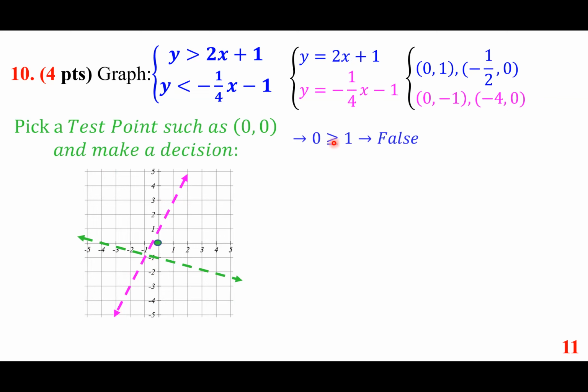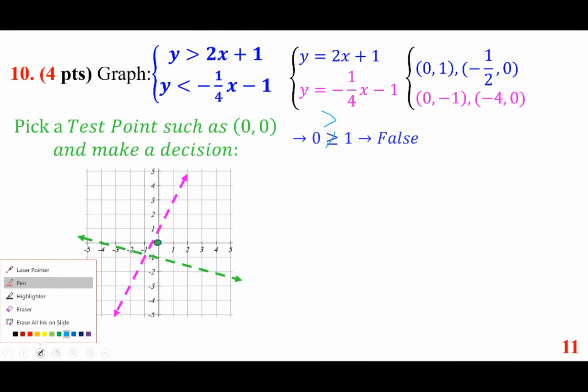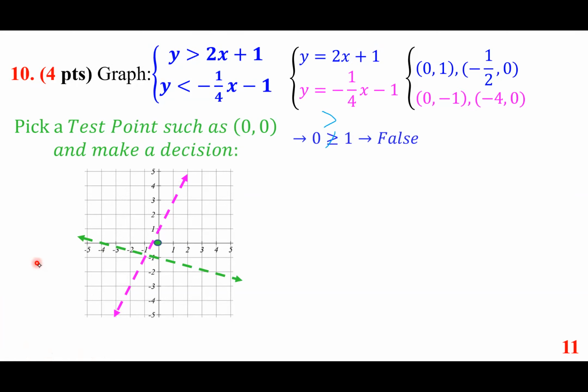So if you plug in 0, 0 into this one, that means 0 is larger than or equal to 0 plus 1. And that's actually just larger than. And that's a false statement. So that means if I were to come up with the answer, this can't be the answer. The opposite side will be shaded.